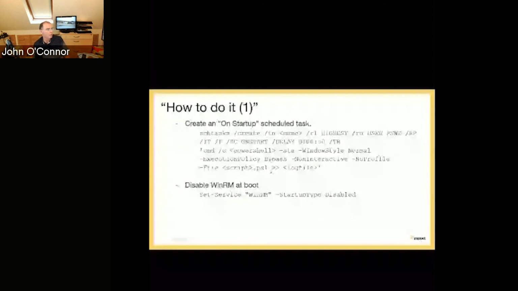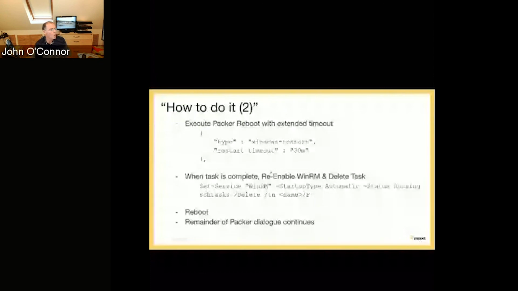So what you do is you use a scheduled task to create an on-startup task, which then runs a script, which is your actual provisioning script. You then disable WinRM at boot. So the next time you restart the machine that you're doing the Packer build on, it will not bring up WinRM. That has the effect of causing it to go silent for Packer purposes. You then execute within the Packer script a Windows restart with a decently timed Windows timeout. In this example, I've just set it to 30 minutes.